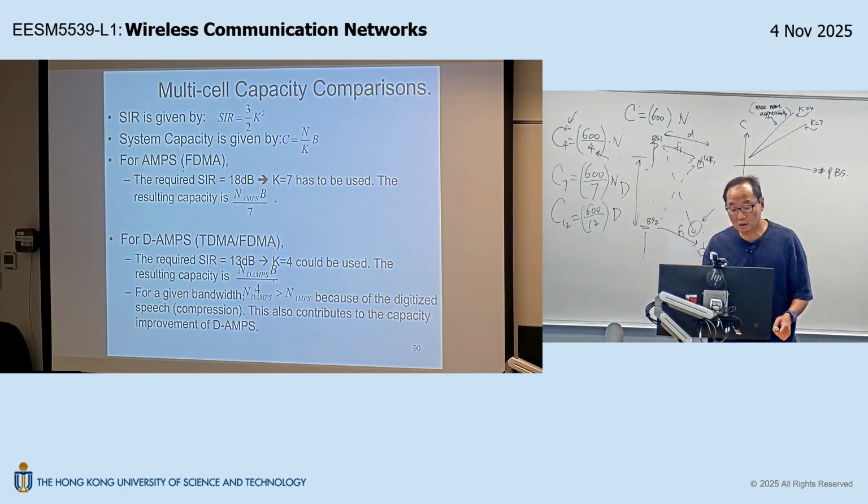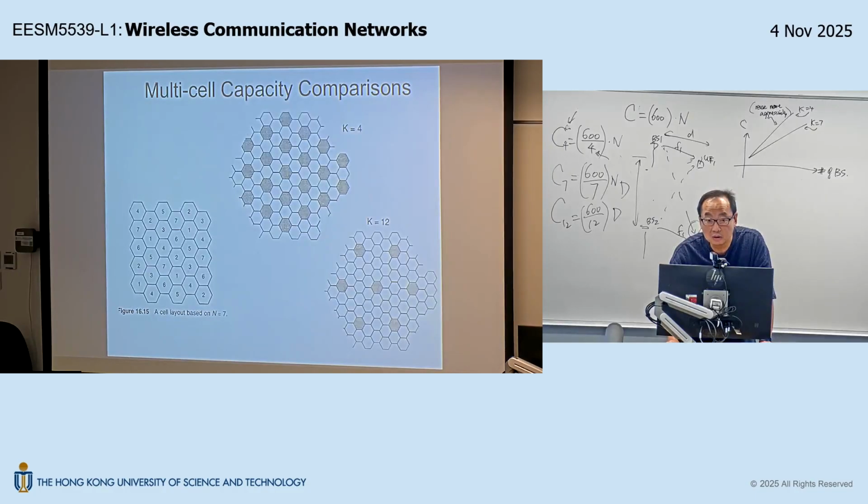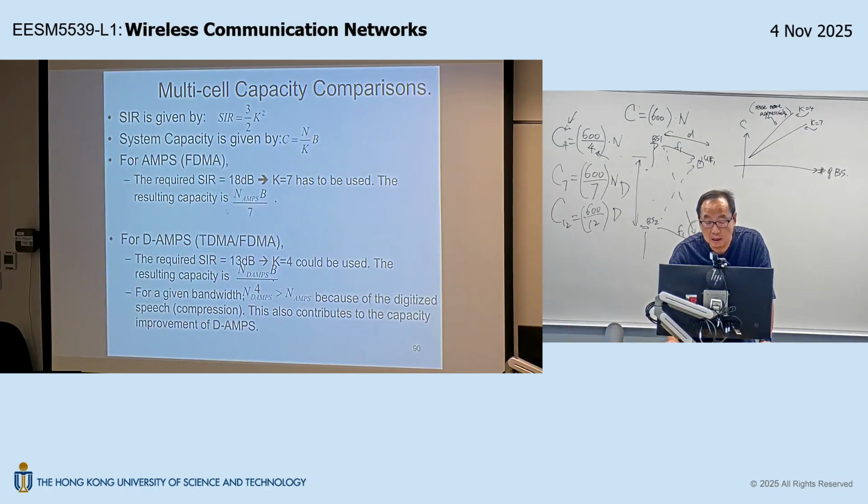To make sure of the voice quality, FM transmission requires a very high SIR in order for you to receive a good quality of the modulation. The SIR requirement is pretty high, 18 dB. After some calculation, 18 dB gives a smallest reuse factor of 7. So for a first generation system, you have to maintain a reuse pattern like this in order to meet the quality of service per user.